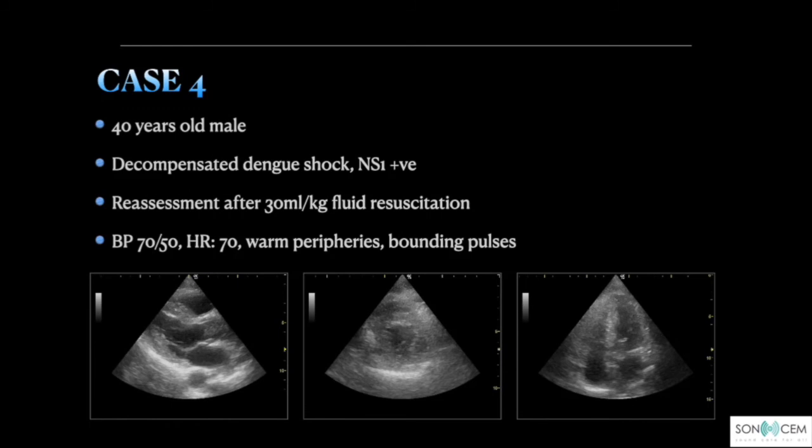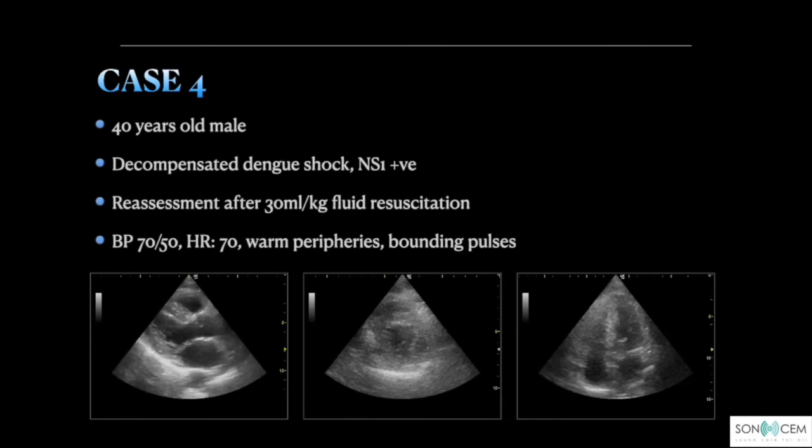My last case involved a 40-year-old male. He was referred to me with decompensated dengue shock with positive NS1. He was already given 30 ml per kg of fluid resuscitation, however the blood pressure remained low. The BP was 70/50 with heart rate of 70. His peripheries were warm with bounding pulses.